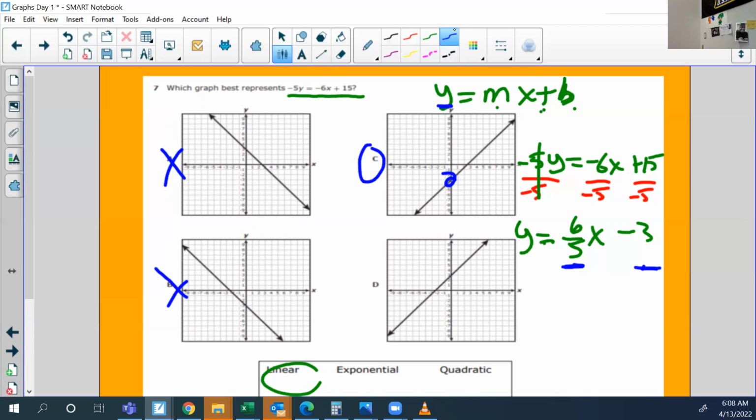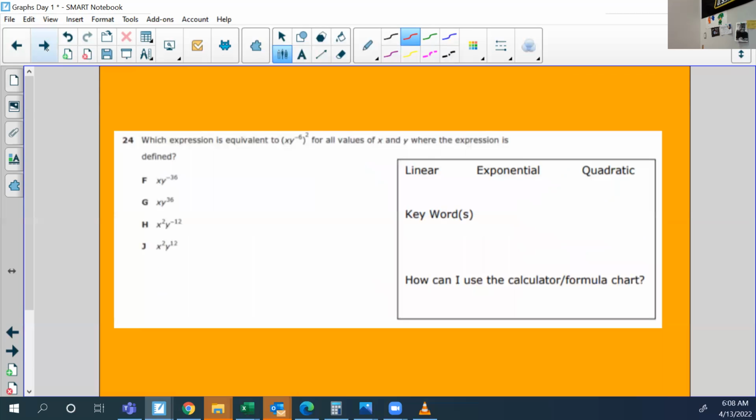Again, another option you can do is, once you transform the equation into this format, you can graph it and see which one is the right graph. Okay, another way of doing it. All right, let's move on.